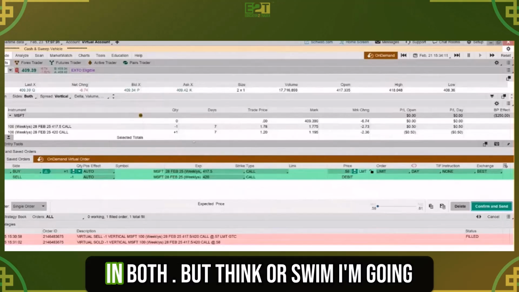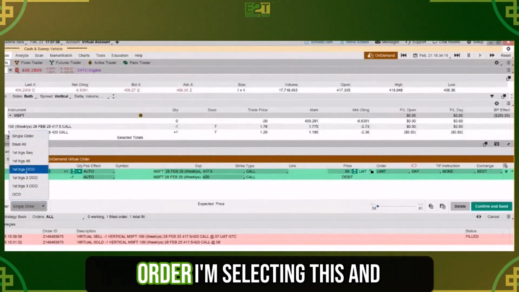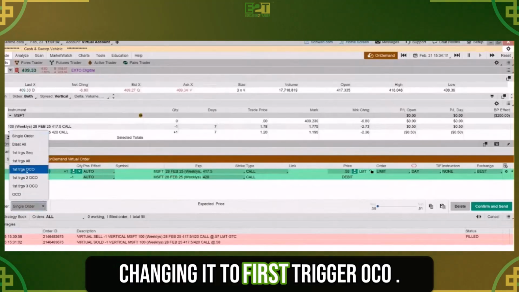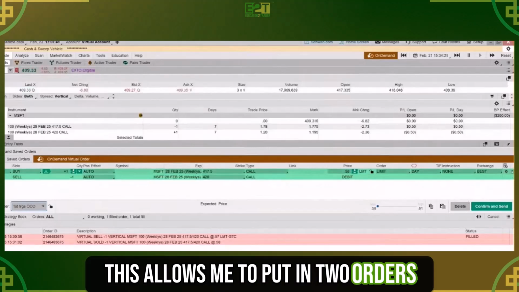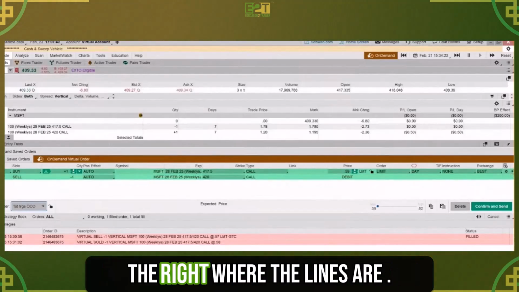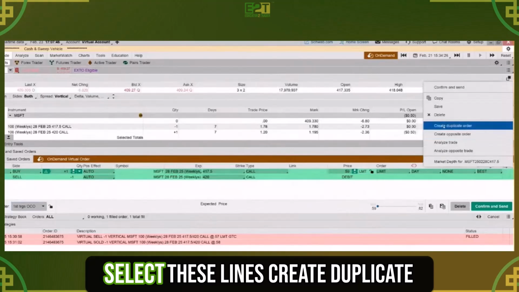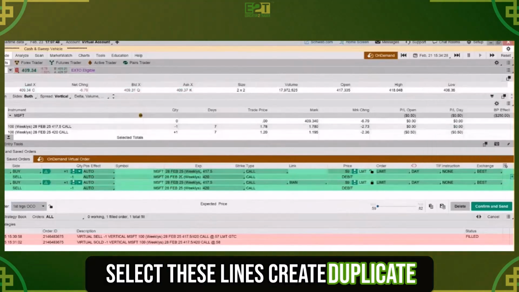It doesn't let you put in both. But in ThinkorSwim, I'm going to go down here where it says single order. I'm selecting this and changing it to first trigger OCO. This allows me to put in 2 orders. I'm going to the right, all the way to the right where the lines are. Select these lines, create duplicate order.